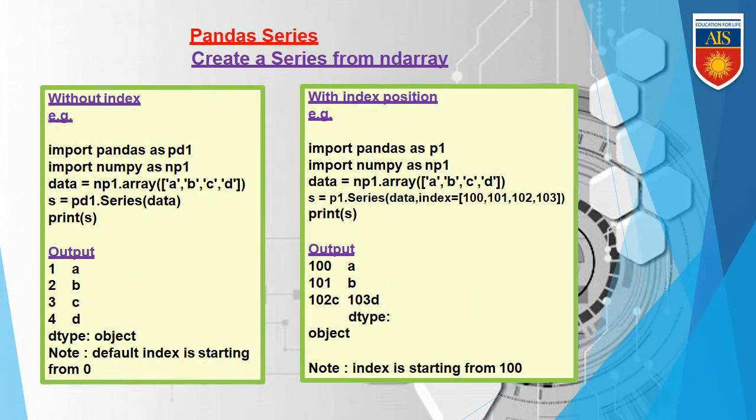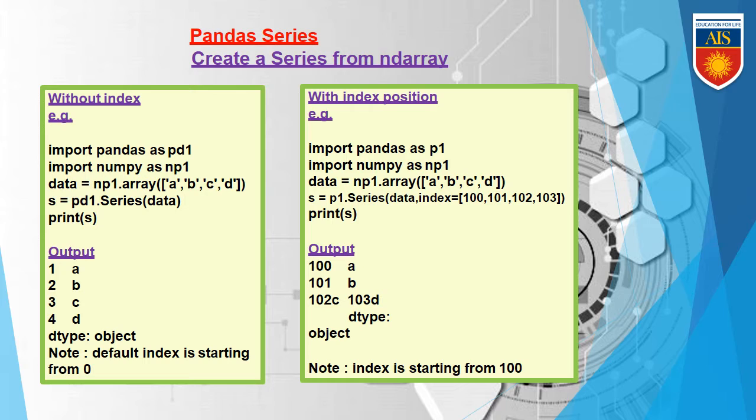Now we will see two examples where we will create a Series from an ndarray. One will be without index and one will be with index. So on our left hand side we have the option without index, and on the right hand side we have the option with index. So follow it one by one.